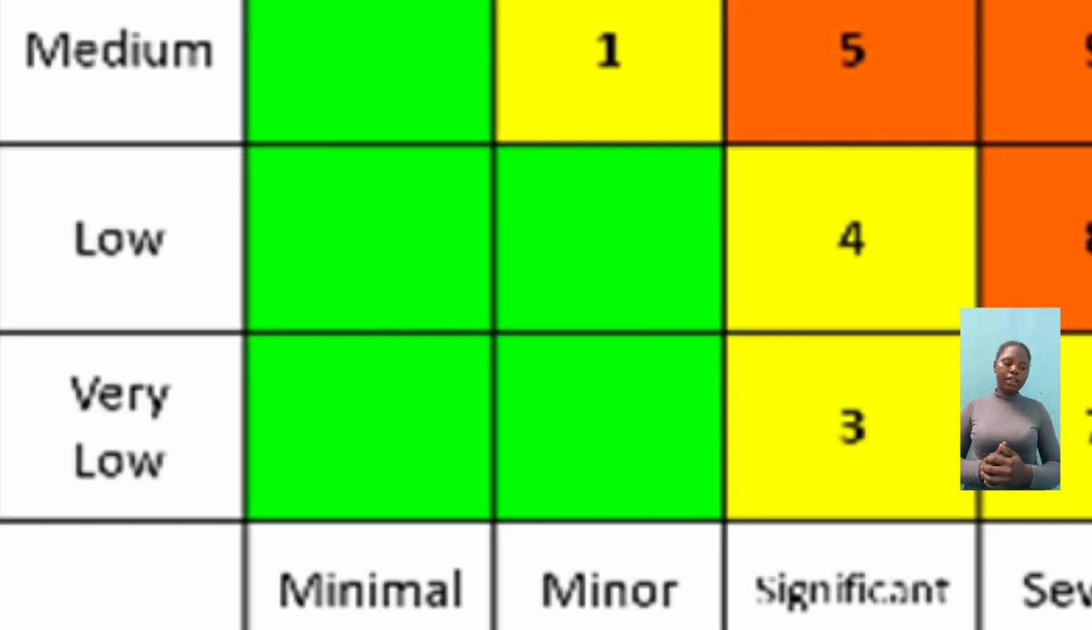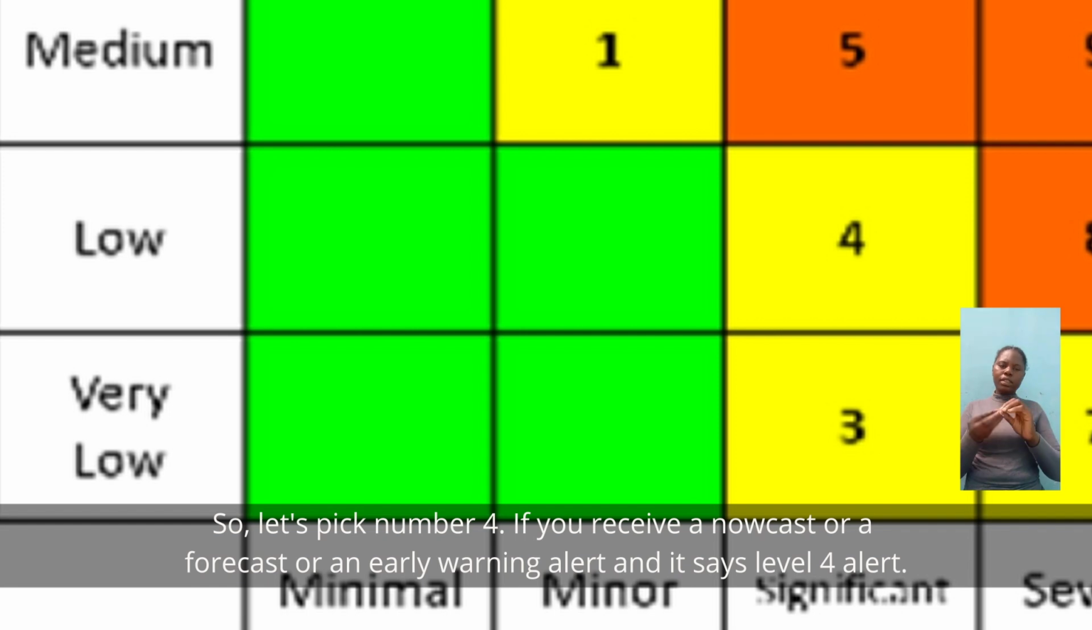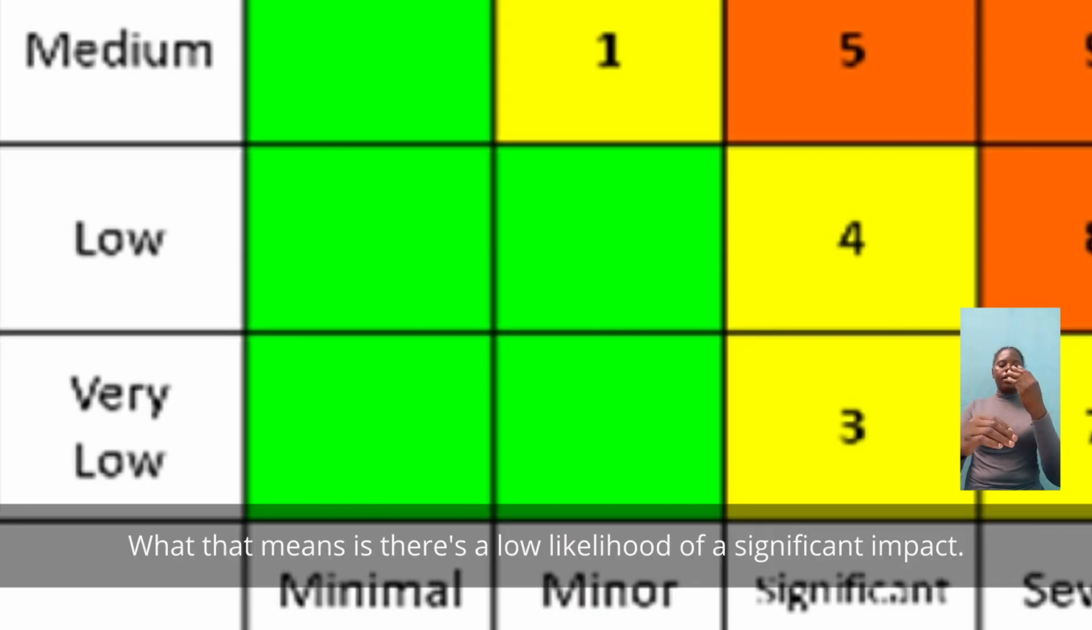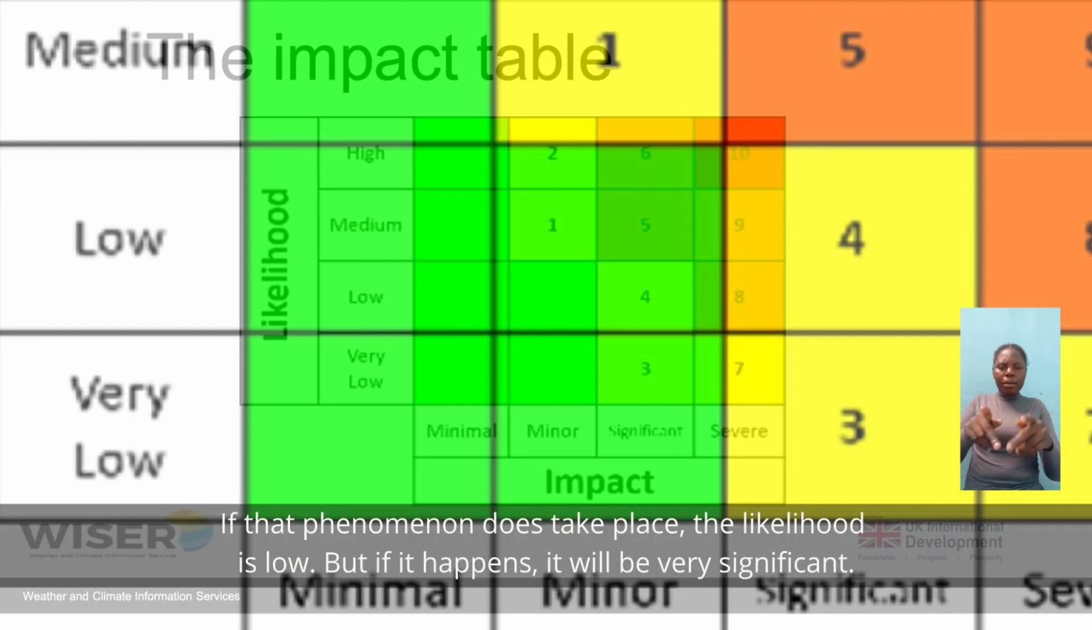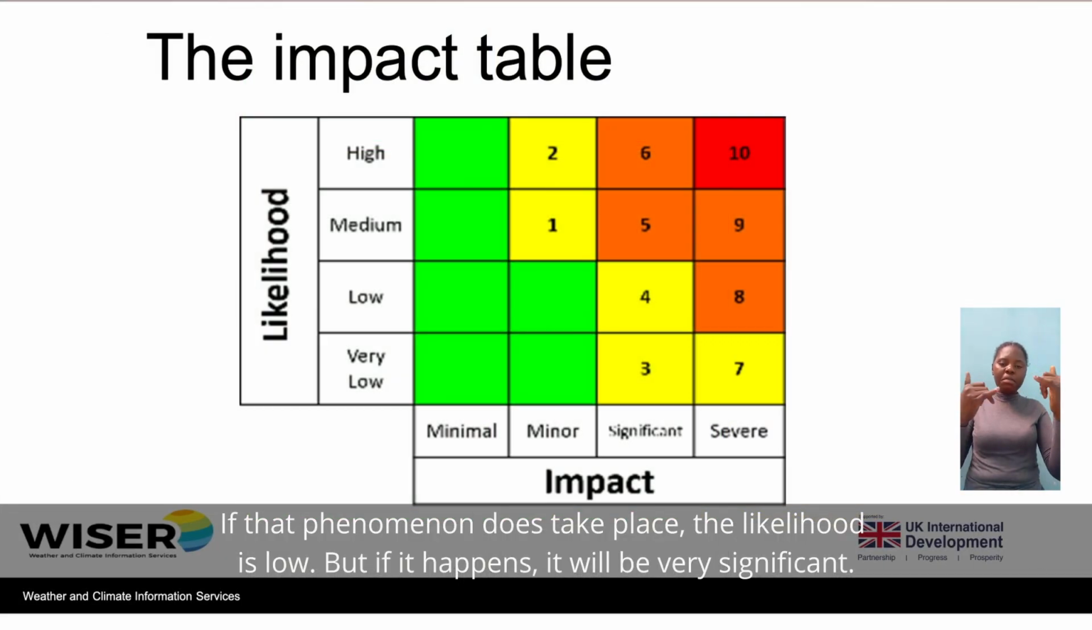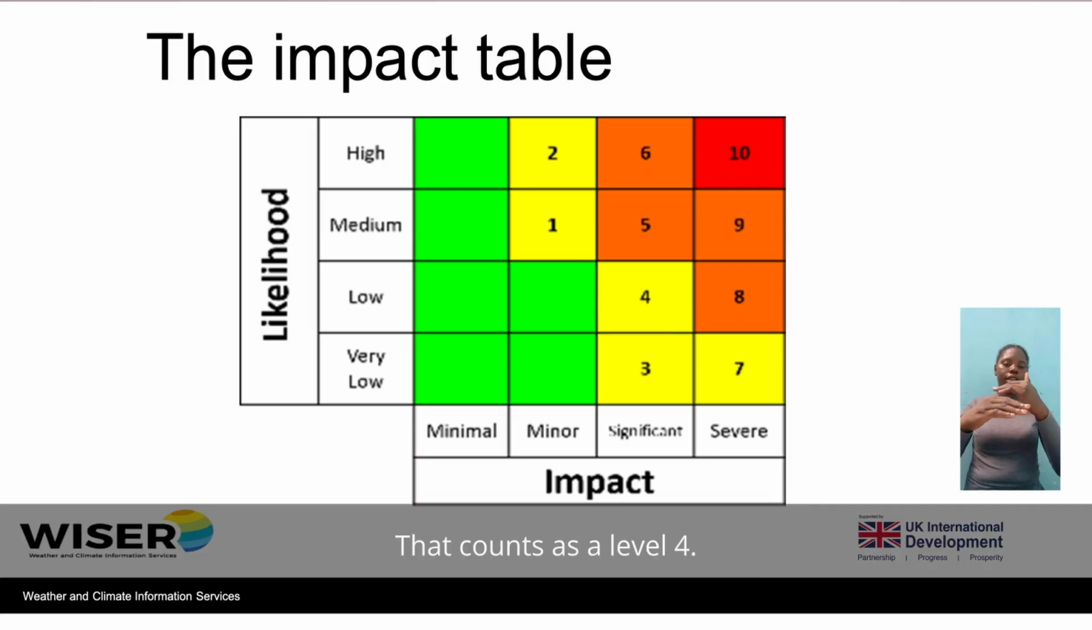So let's pick number 4. If you receive a nowcast or a forecast or an early warning alert and it says a level 4 alert, what that means is there's a low likelihood of a significant impact. So if that phenomenon does take place, the likelihood is low, but if it happens, it will be very significant. So that counts as a level 4.